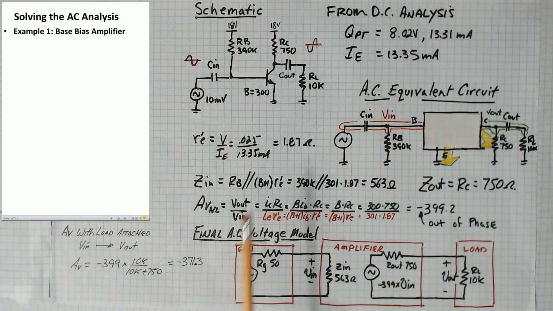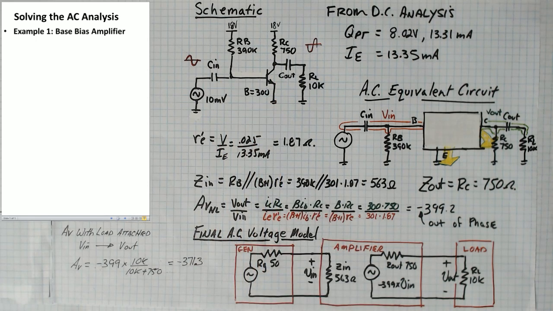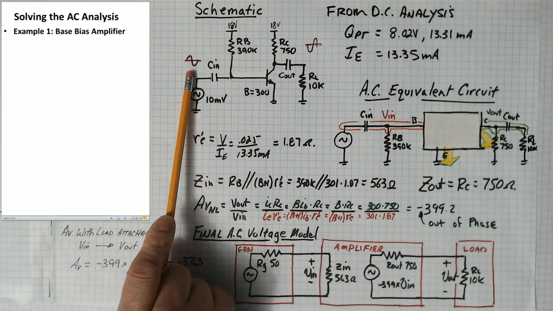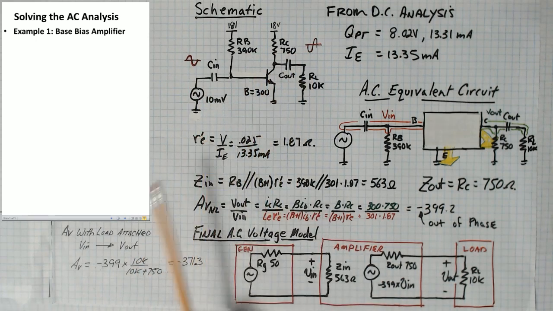The base bias amplifier is a common emitter amplifier because the emitter is taken to ground. You put in a positive sine wave here and you get a negative sine wave out. This amplifier inverts the signal by 180 degrees.